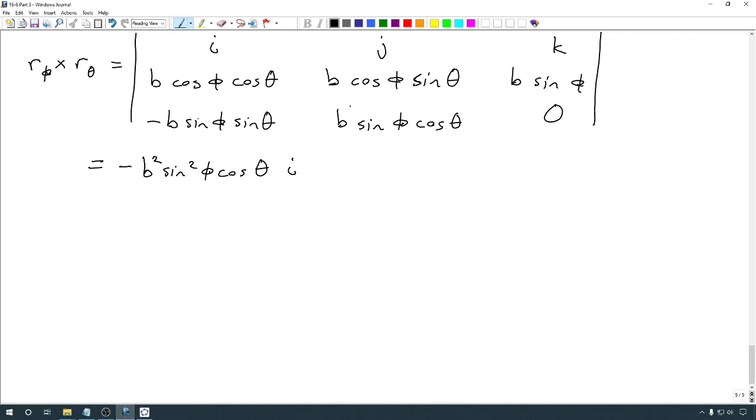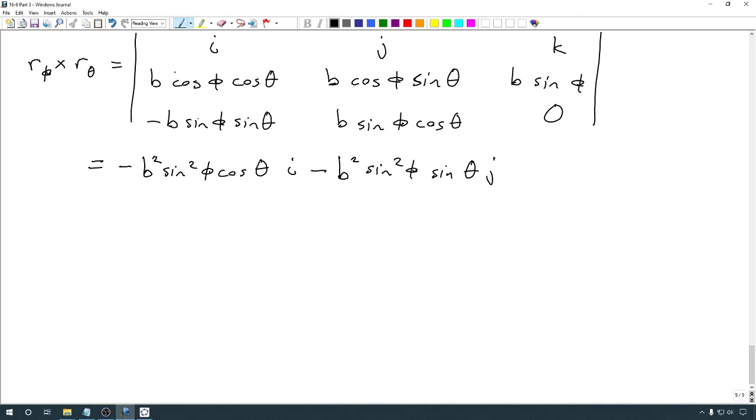Our j component, now we're leaving out this middle part. We're dealing with these two and this one. Again, we're going to get 0 from that direction. Then we're going to end up with two b's, two sine phis, and a sine theta. We're subtracting it, so this minus sign goes away. But because it's the j component, we actually are subtracting the result of that. So we do get a negative overall. We get negative b squared sine squared phi times sine theta. That's j. Finally, for k, we're dealing with this 2 by 2 now.